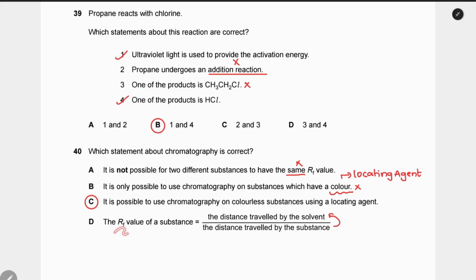Let's check for the RF. The RF value of a substance is the distance traveled by the solvent divided by the distance traveled by the substance. No, it's incorrect, because it's going to be the distance traveled by the substance divided by the distance traveled by the solvent. So the correct answer is C.